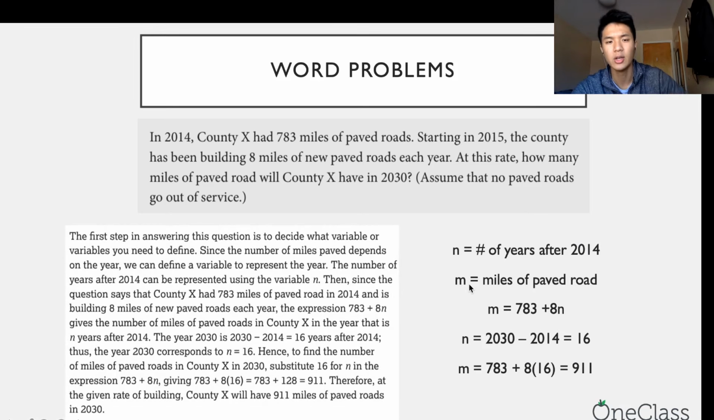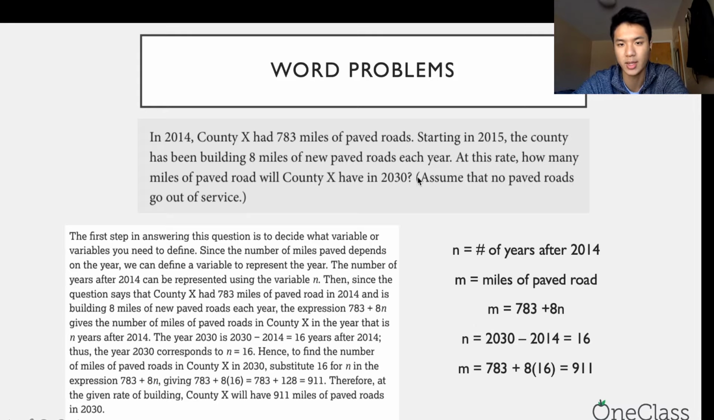And we can see here, we could use the same equation that we saw in the first setup, which is m equals 783 plus 8n. We say, okay, we have this relationship already identified, and we go through the same thought process that we did for that first step. What's the next step? The next step is saying, how do we use this equation? If we're asking how many miles of roads County X will have in 2030, what we have to know is how many years have passed between now and 2030. So that's basically solving for n.